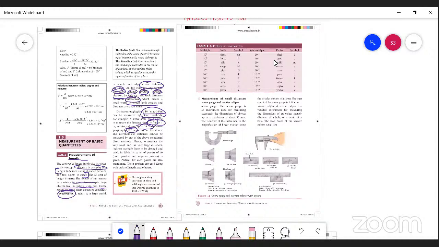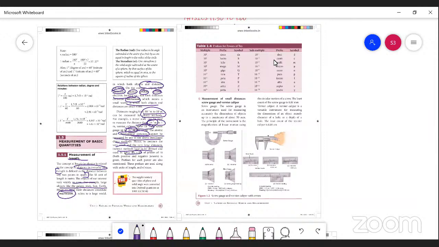Atomic and astronomical distances cannot be measured by any of the above mentioned direct methods. Astronomical distances have different units. For example, one light year is a unit to measure such distance. You know well. Now, to measure very small and very large distances, indirect methods have to be used.